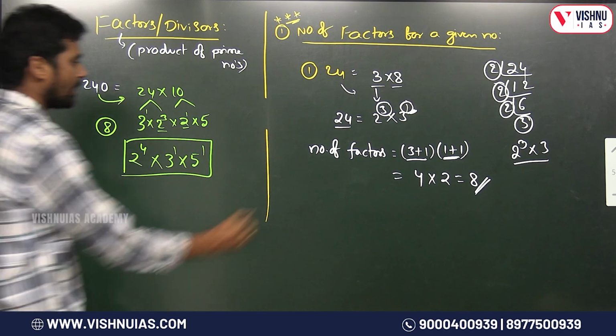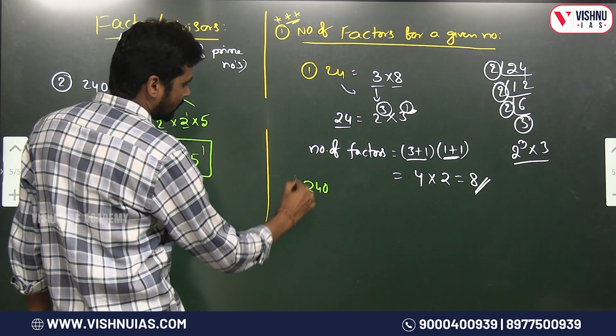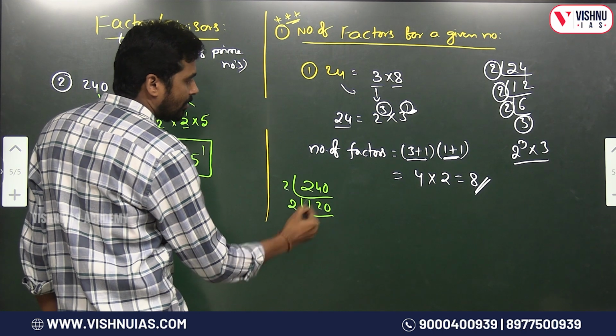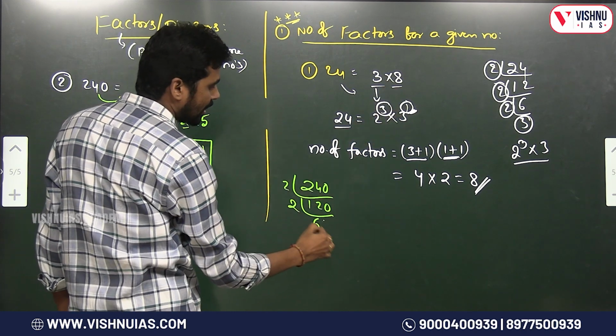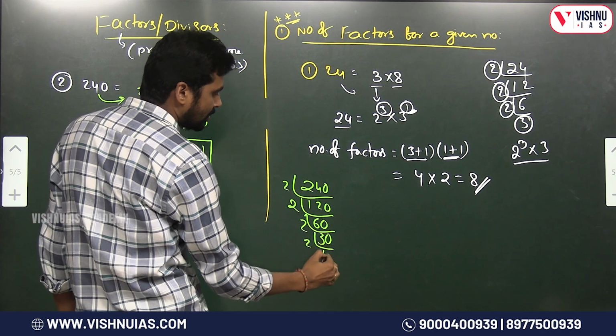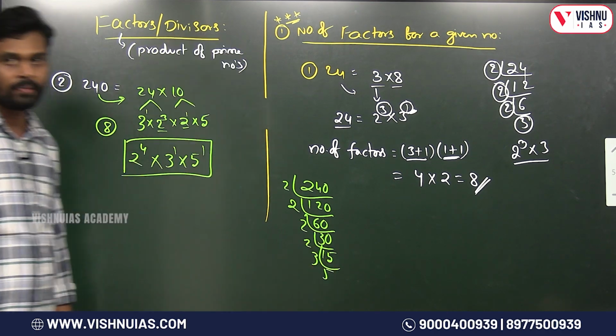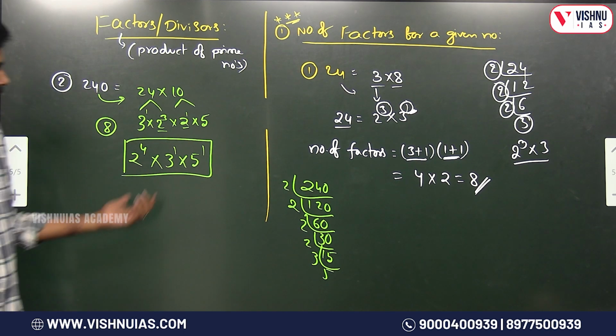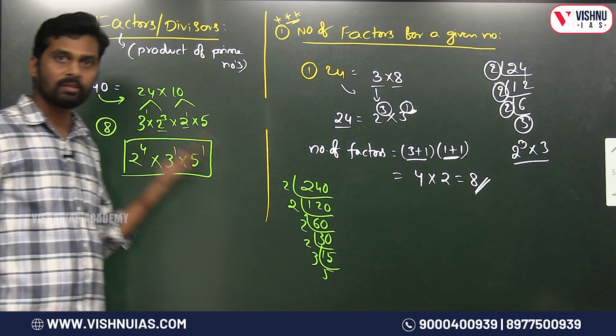Or otherwise you can take the 240 like this. This is a long way. You can divide like 2 120s. You can divide by this method with any prime number. So 2 30s, 2 15s, and then 3 5s. So 2 power 4 into 3 into 5. Either you can go this way or that way.